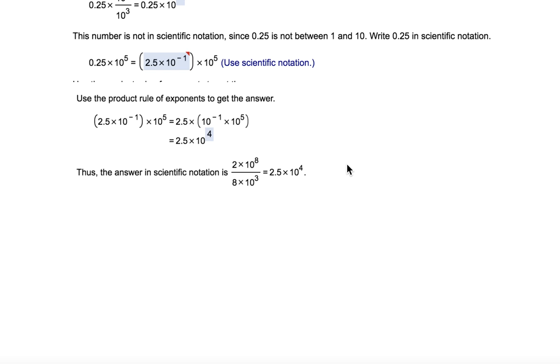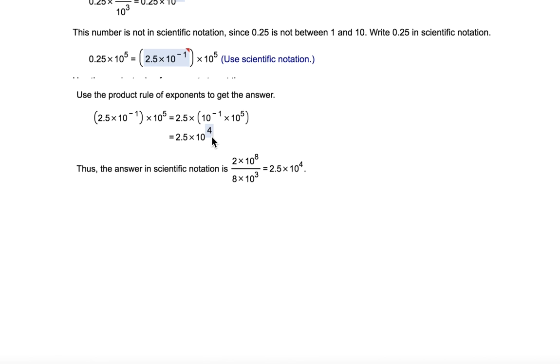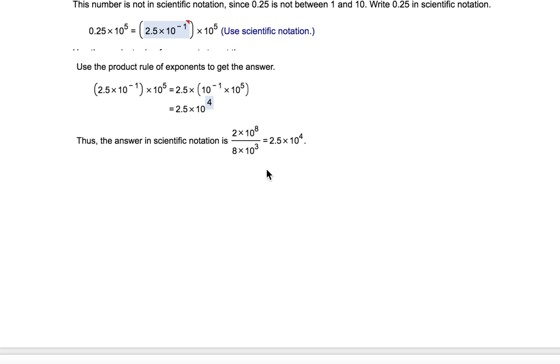Now they want you to use the product rule of exponents to get the answer, which basically means that because this base is the same, because 10 is in both of these numbers, they want you to add the exponents, negative 1 and 5. It makes me get 10 to the 4th power. So here is the answer in scientific notation, 2.5 times 10 to the 4th. Now that was part of the problem.